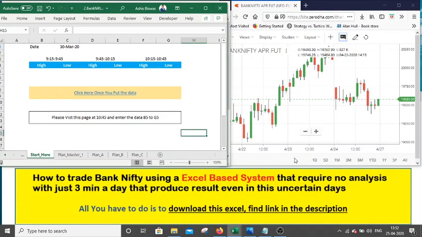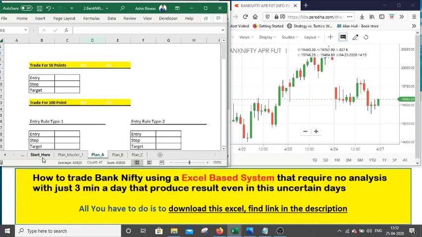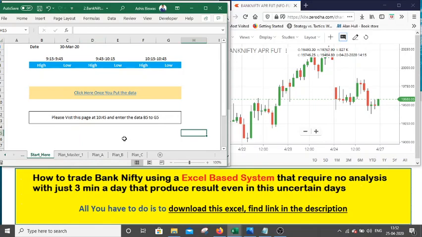Hi friend, in this video I will discuss how you can generate trades for the Bank Nifty using this Excel sheet, Bank Nifty Trading Pro 2.2, where you have to enter the high and low of the first three 30-minute candles and you will get the trade over here. You will find what the plan for today is and you will find the levels over here. I will show you exactly what to do.